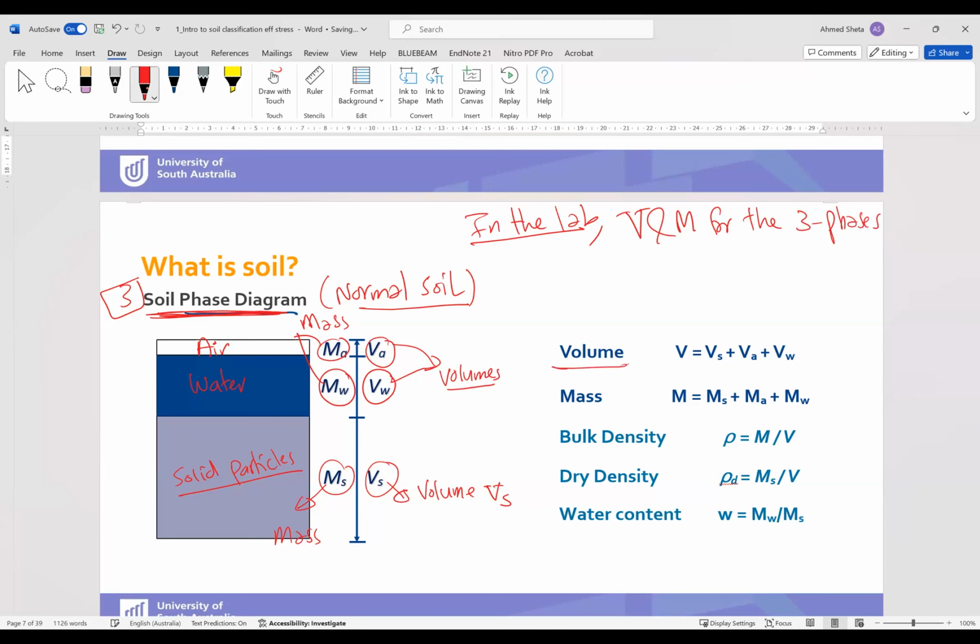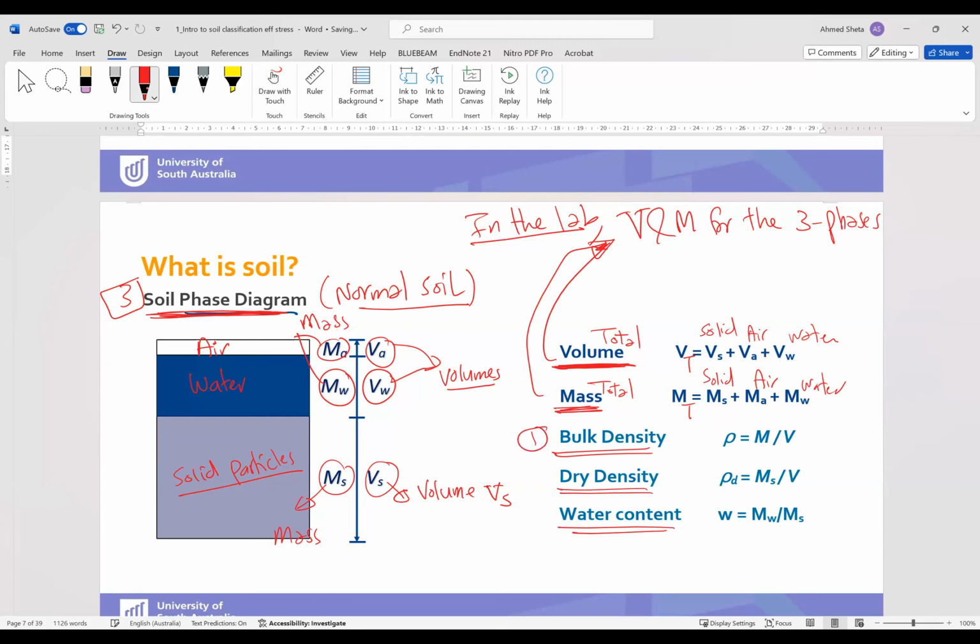If we want to find the total volume of the soil, V total, we can add T here. So V total will be the volume of solids plus the volume of air plus the volume of water. For the mass also, total mass is the mass of solids, mass of air, and mass of water. So this can be found directly from our measurement in the lab. We have some technical terms we need to know for soil. The first ones are the bulk density and dry density, and water content of the soil.